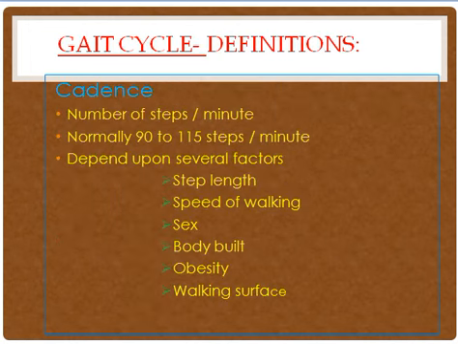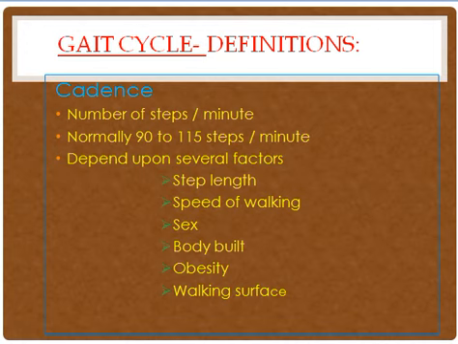Next is cadence. Now cadence is basically the number of steps per minute. So it is the number of steps taken by a person per unit of time. Cadence may be measured as the number of steps per second also, or per minute. A shorter step length will result in an increased cadence at a given velocity, okay, that we will see in later slides also. Normally we should have 90 to 115 steps per minute, but cadence can change.